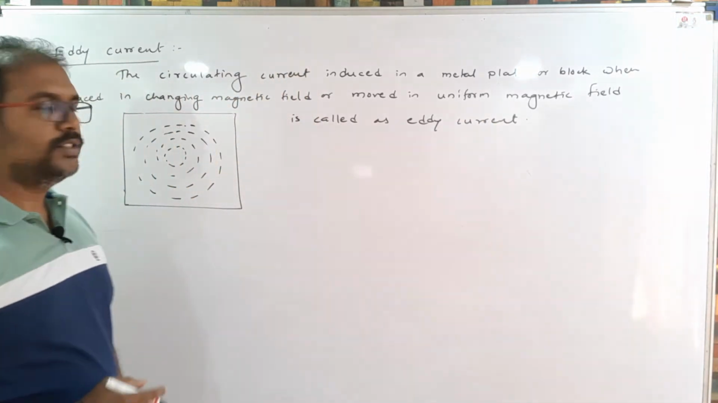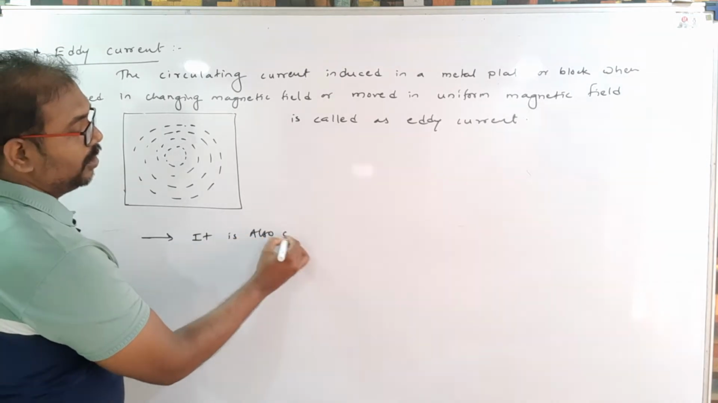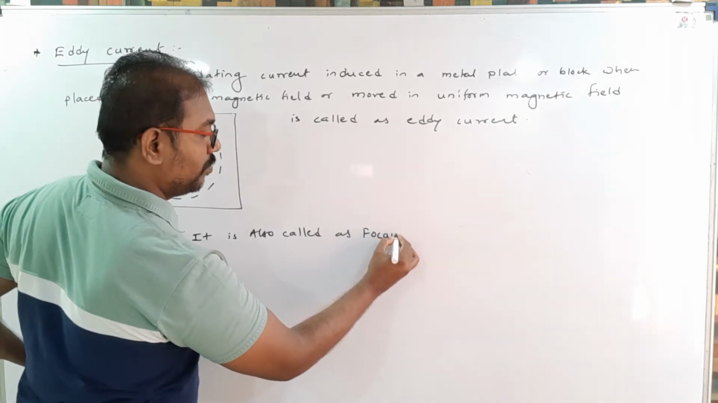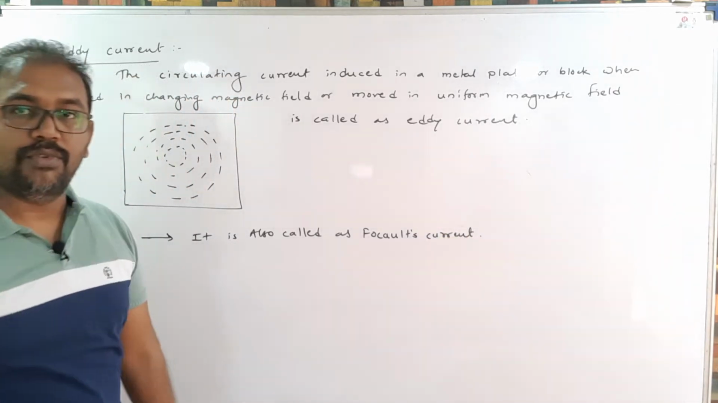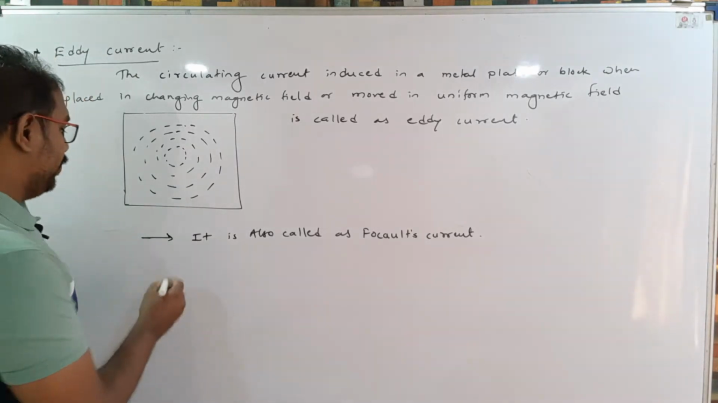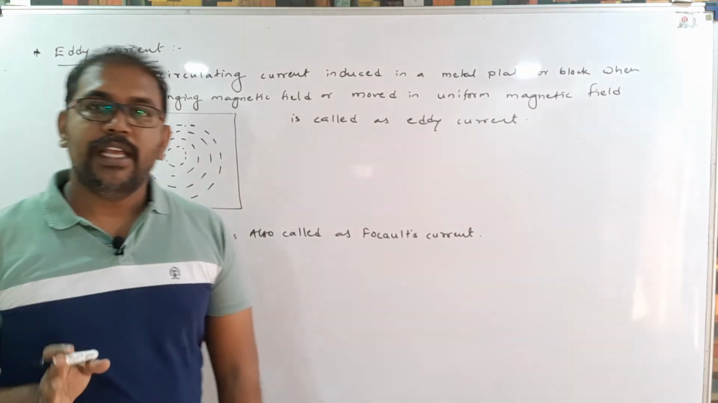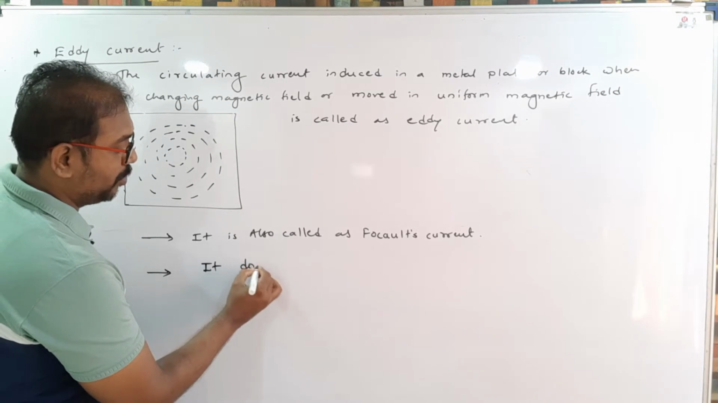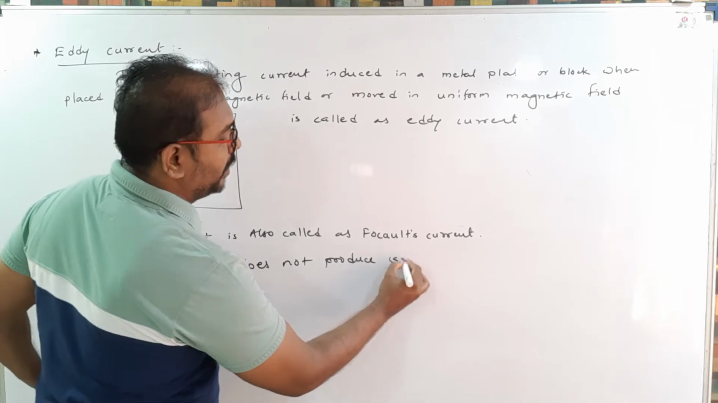This current is also called Foucault current, because it was first shown by the scientist Foucault. Now you can see this type of circulating current here. Remember one note: eddy current does not produce sparking.